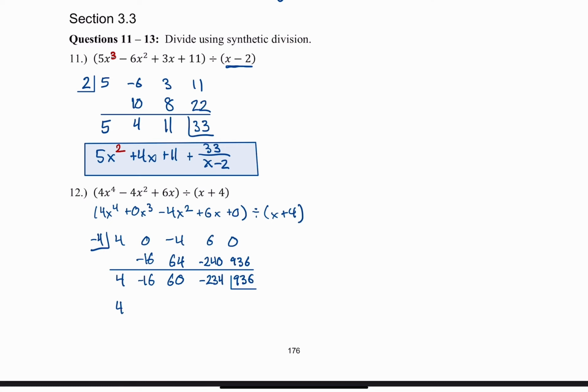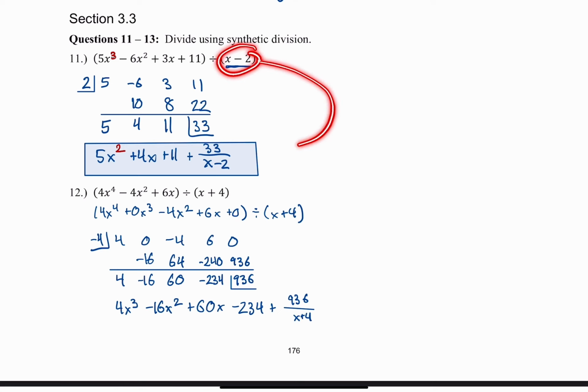All right, so this is going to be a 4x cubed, reducing the power by 1, minus 16x squared, plus 60x, minus 234, plus 936 out of another x plus 4. Again, I don't think I explicitly stated above, but the remainder will simply be over the divisor.